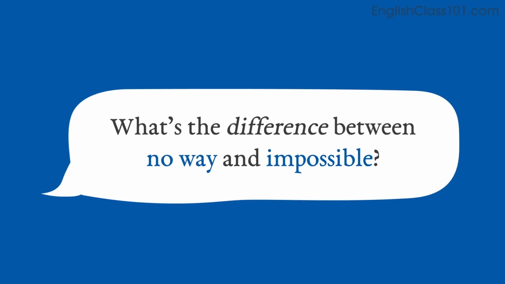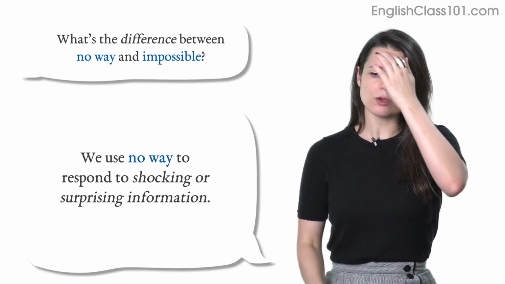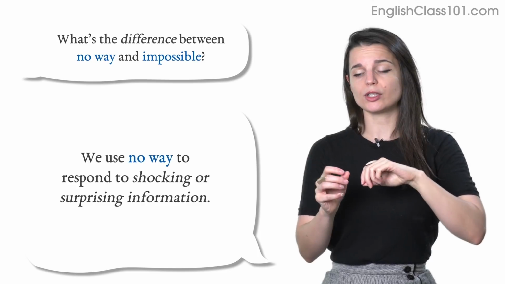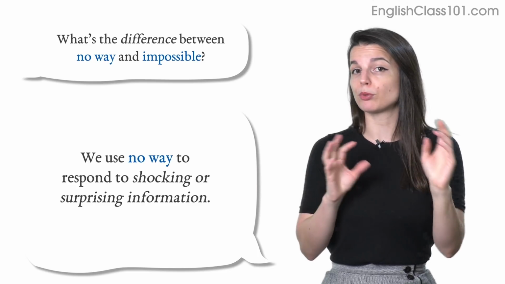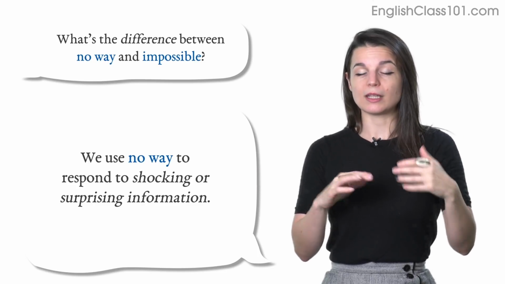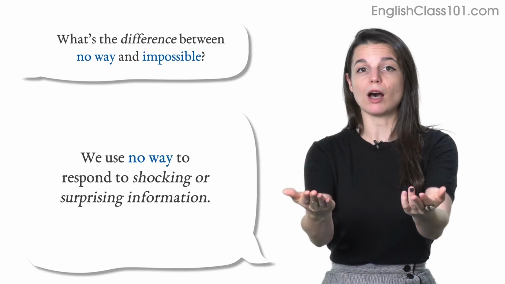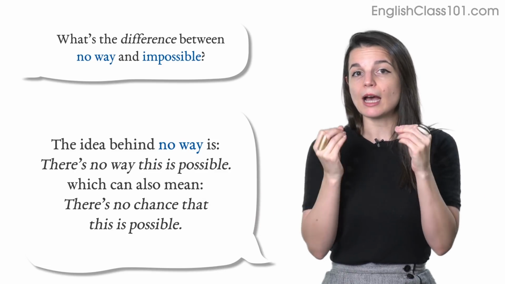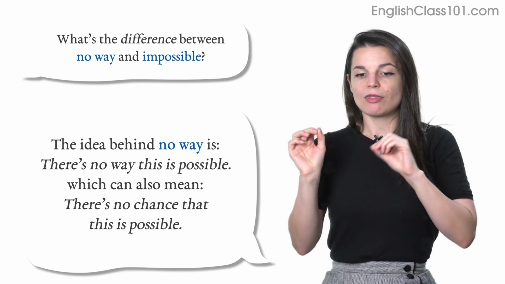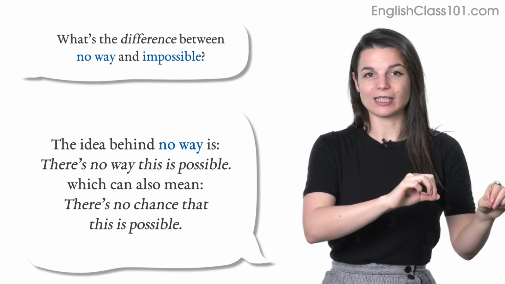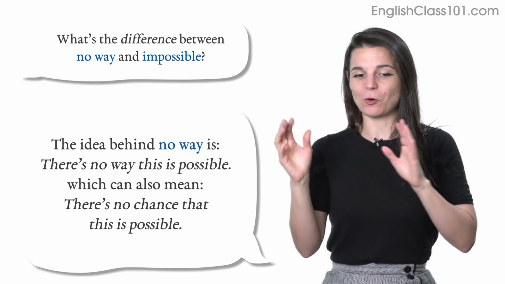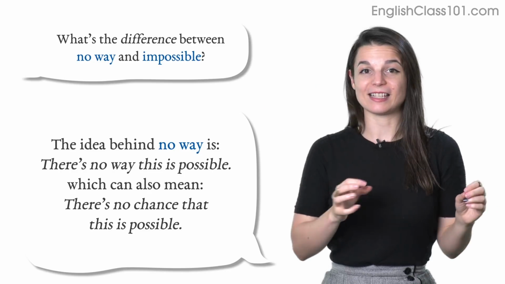AJ says, hi, Alisha. What's the difference between no way and impossible? Okay, we use no way to respond to shocking or surprising information. So the key here is it's a response. So the idea behind no way is like, there is no way this is possible, which is a longer way to say it, or there is no chance that this is possible.